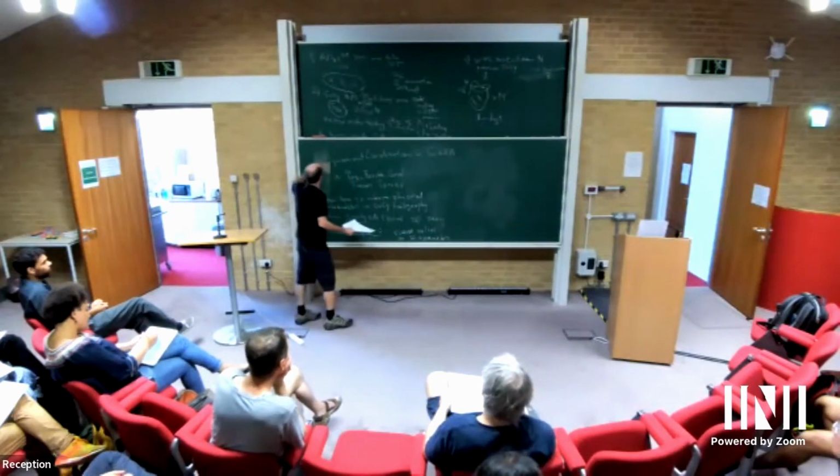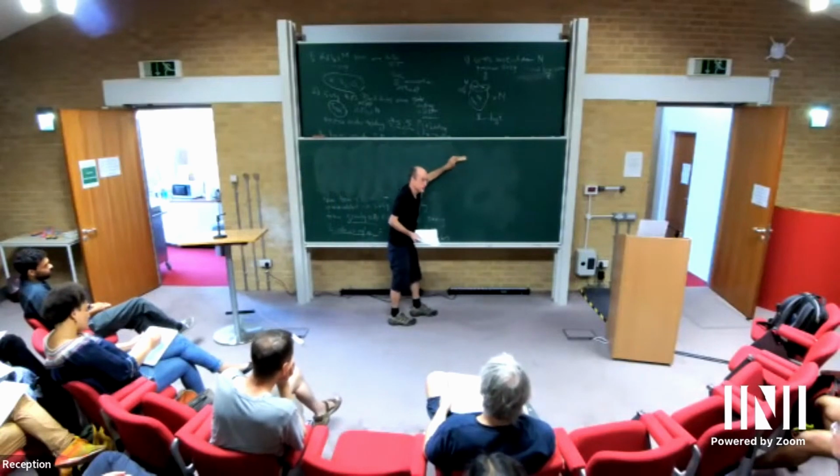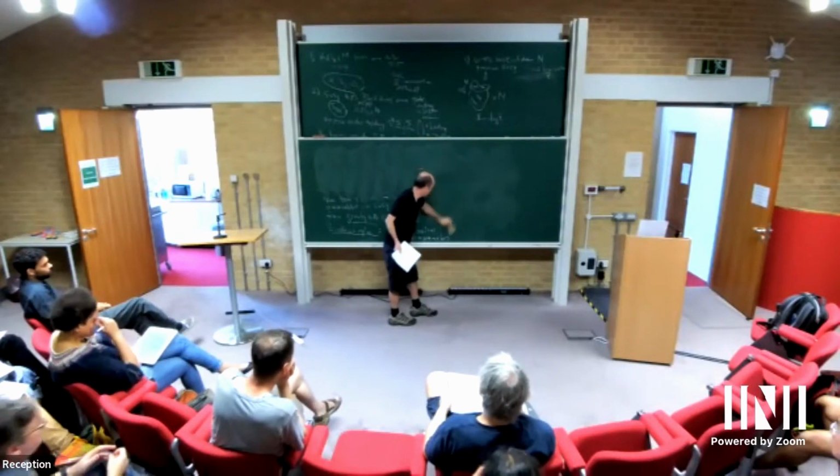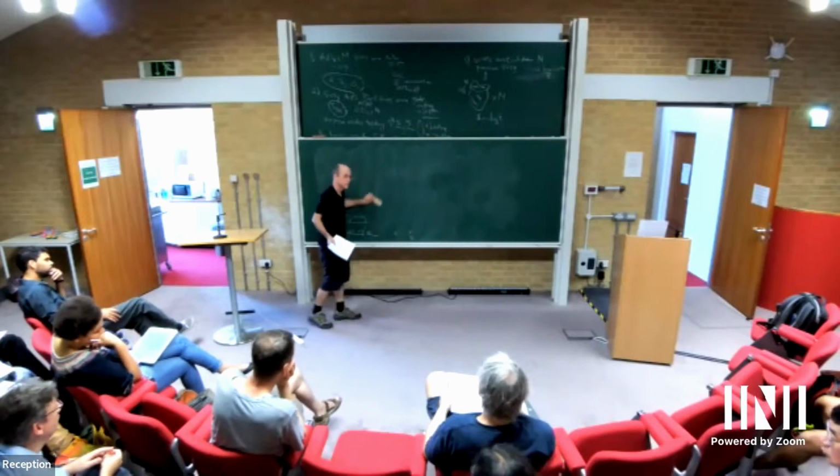I'll define that precisely later, but it is a Killing spinor bilinear, and the Lie derivative of the Killing spinor with respect to that vector will be zero.